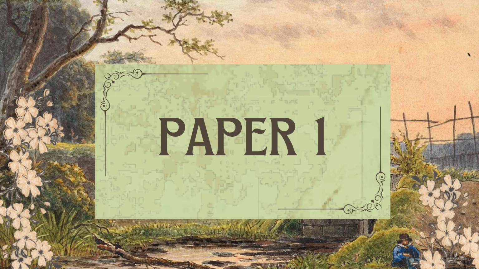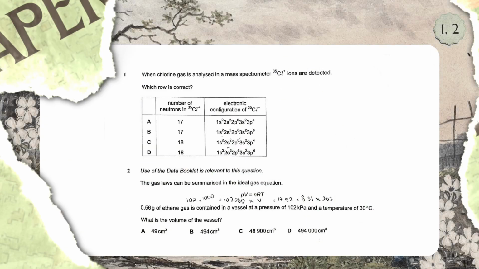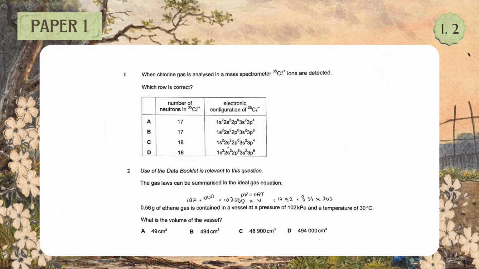We're going to start off with paper 1. Let's look at question 1. We have Cl35 plus ion being detected in a mass spectrometer, and we need to find both its number of neutrons and its electronic configuration.